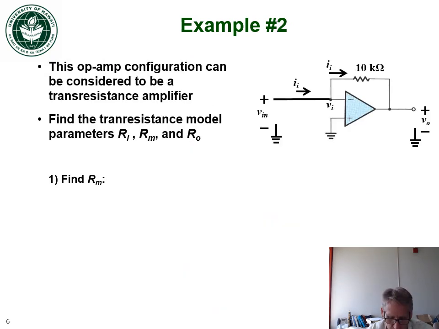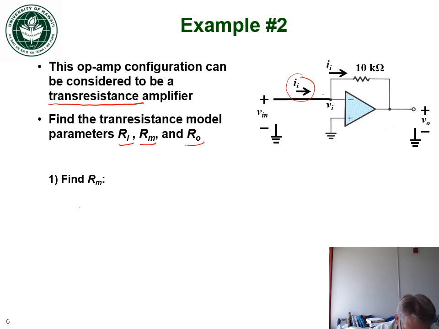Okay, moving on to example 2. We have an op-amp configuration here, which we can consider a trans resistance amplifier. The question here is find the input resistance, the trans resistance Rm, and the output resistance Ro. We have a 10 k ohm resistor in feedback, and the input current I1 is flowing all through the 10k resistor because no current is flowing into the op-amp itself.